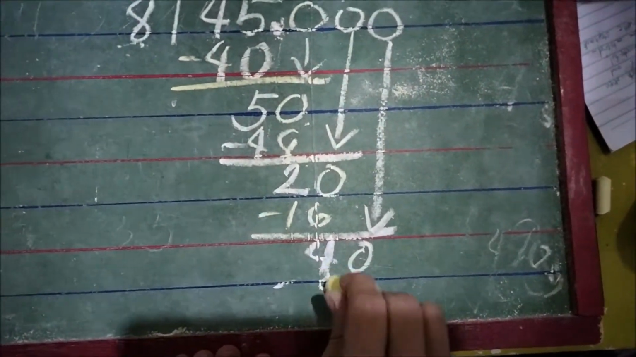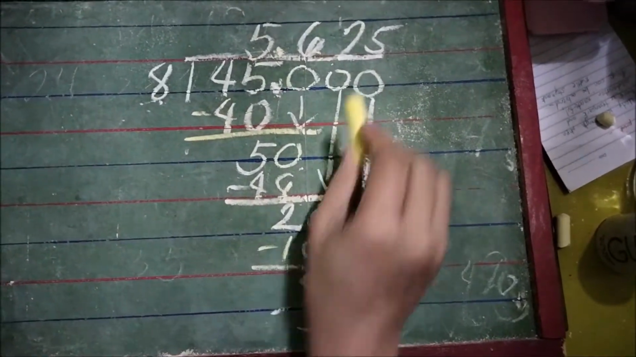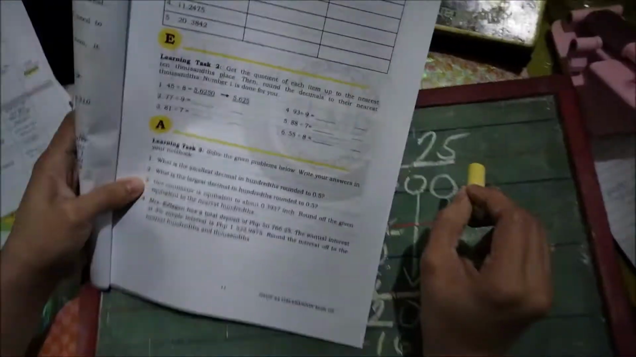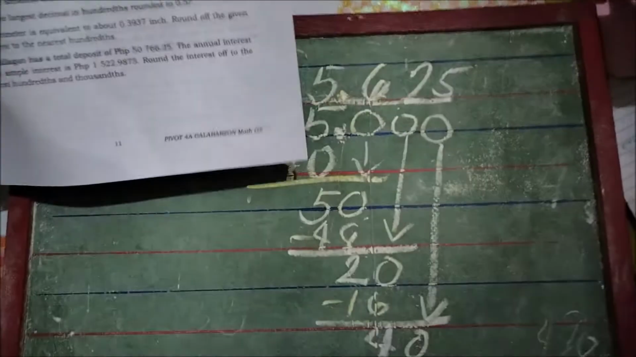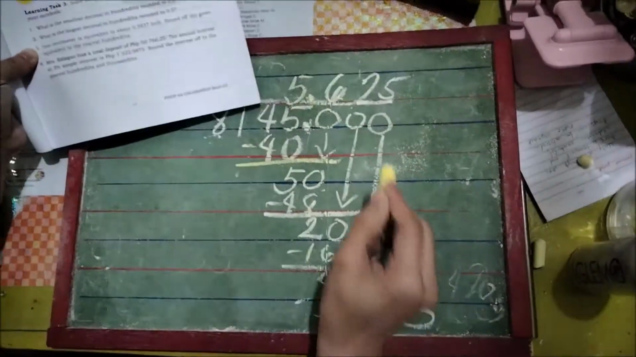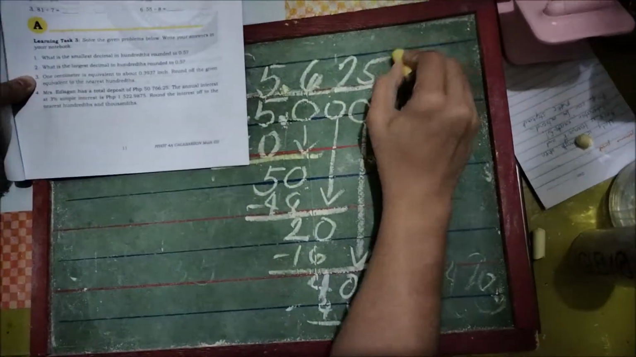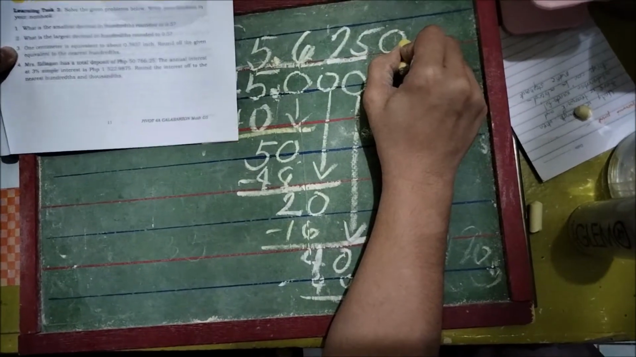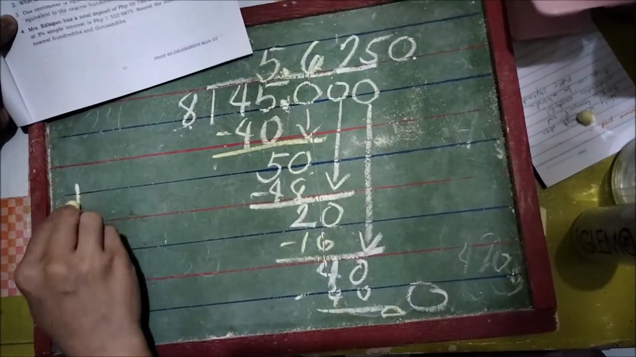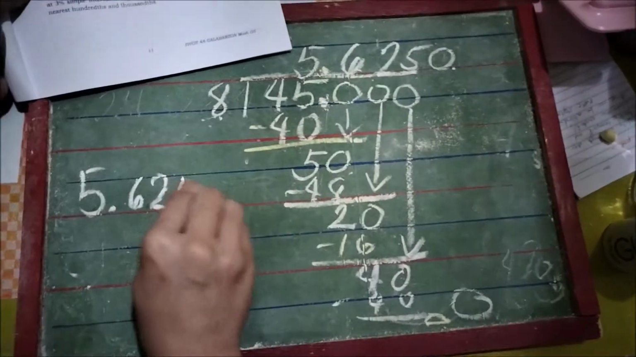Minus 40 is 0. But the direction says it must reach the 10 thousandths place. But we already have the answer of 0, so we will not bring down anymore a 0. So if this is tens, hundreds, thousands, 10 thousandths, we're just going to add here a 0 for it to reach the 10 thousandths place. So our quotient is 5 and 6,250.